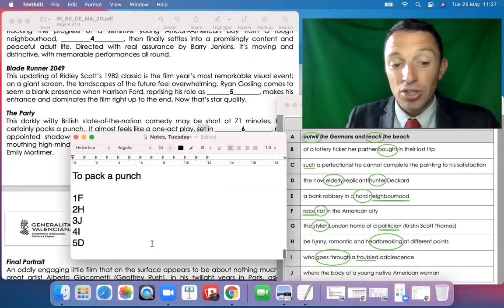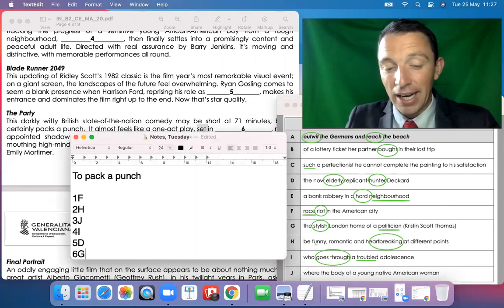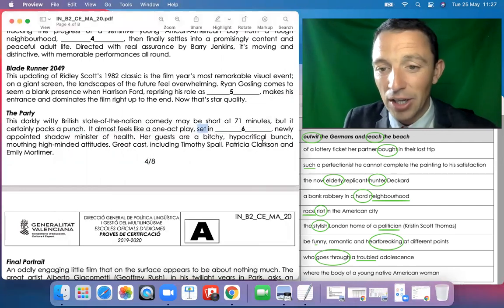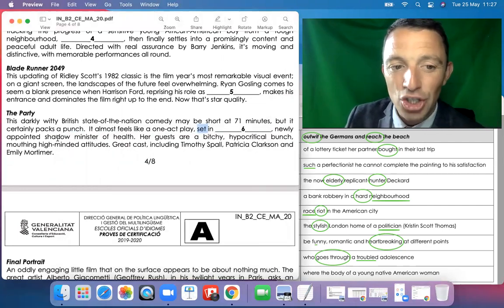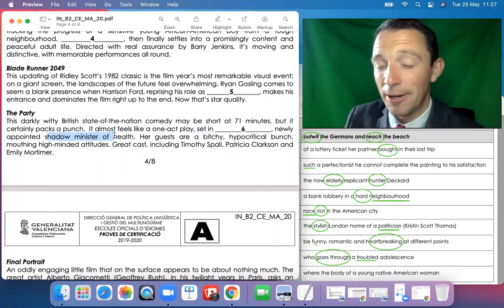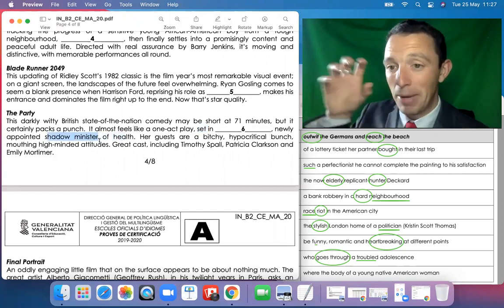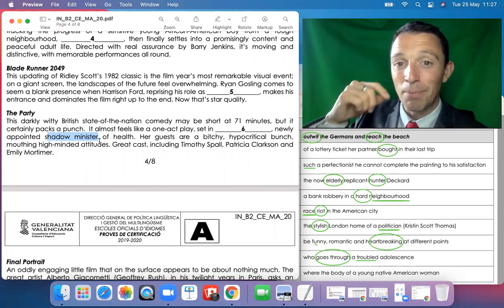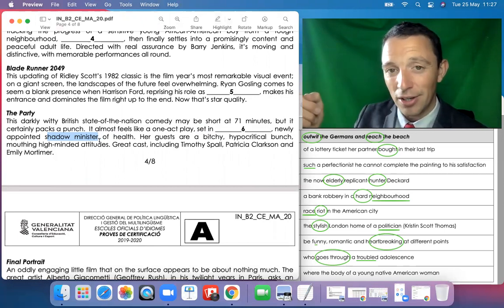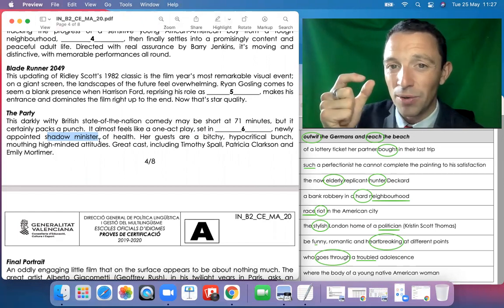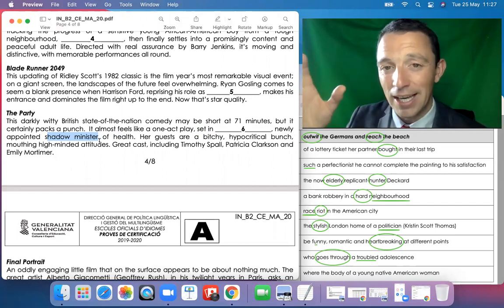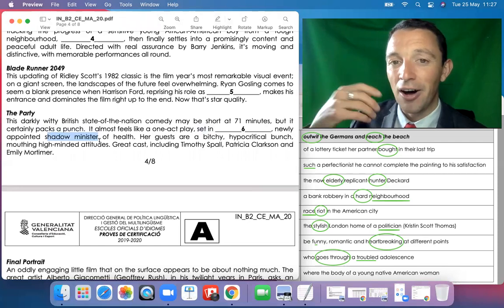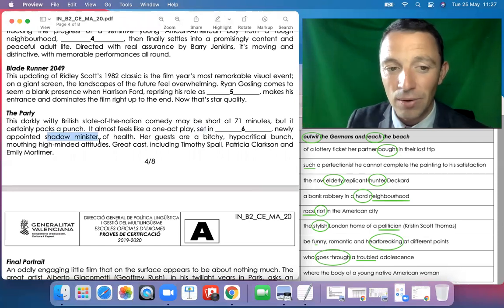Okay, so again, I think that's probably clear as well. Set in a political home, newly appointed shadow minister of health. So definitely it's political because the minister is the politician in the government, but the shadow minister is the politician in the opposition government. That's the significance of a shadow minister. A shadow cabinet is the cabinet of the opposition politicians, okay?